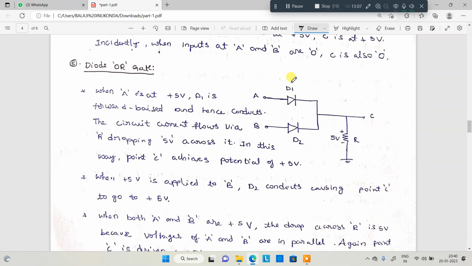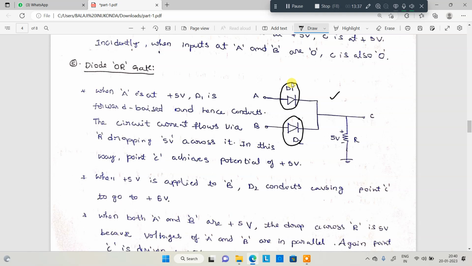Next we are moving to the diode combination. This is also important. In the 2016 previous year question paper, they provided this particular circuit and asked to identify which gate the diagram is related to: OR gate, AND gate, NAND gate, NOR gate. They are different gates. So it is an OR gate. Always remember, the OR gate has diodes connected in parallel, connected to the resistor.